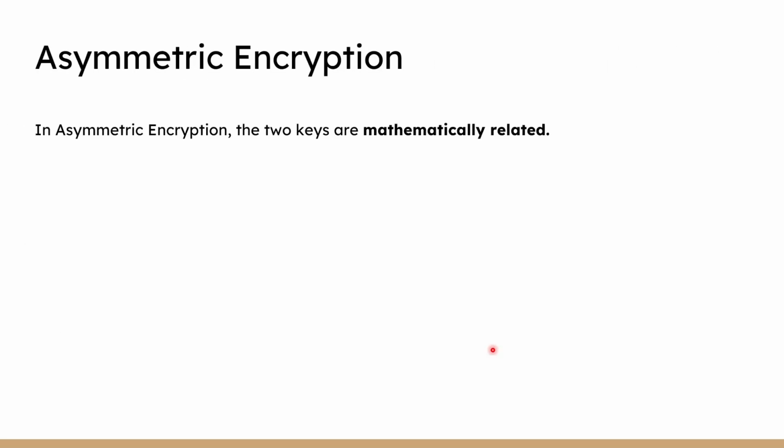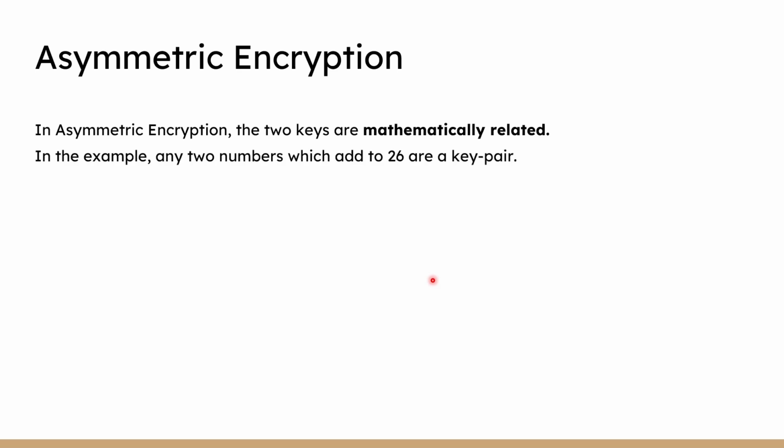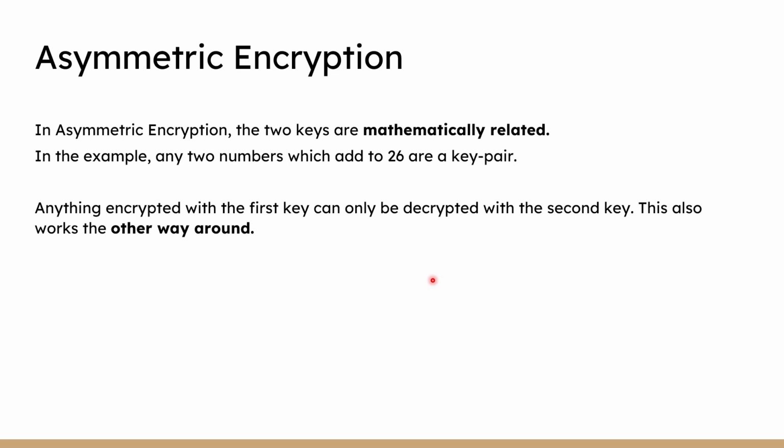So the keys in the pair must be mathematically related. In that example, any numbers which add to 26 are a key pair, because there are 26 letters in the alphabet. Anything encrypted with the first key can only be decrypted with the second key, and vice versa. And that's true in any asymmetric encryption, not just this example.